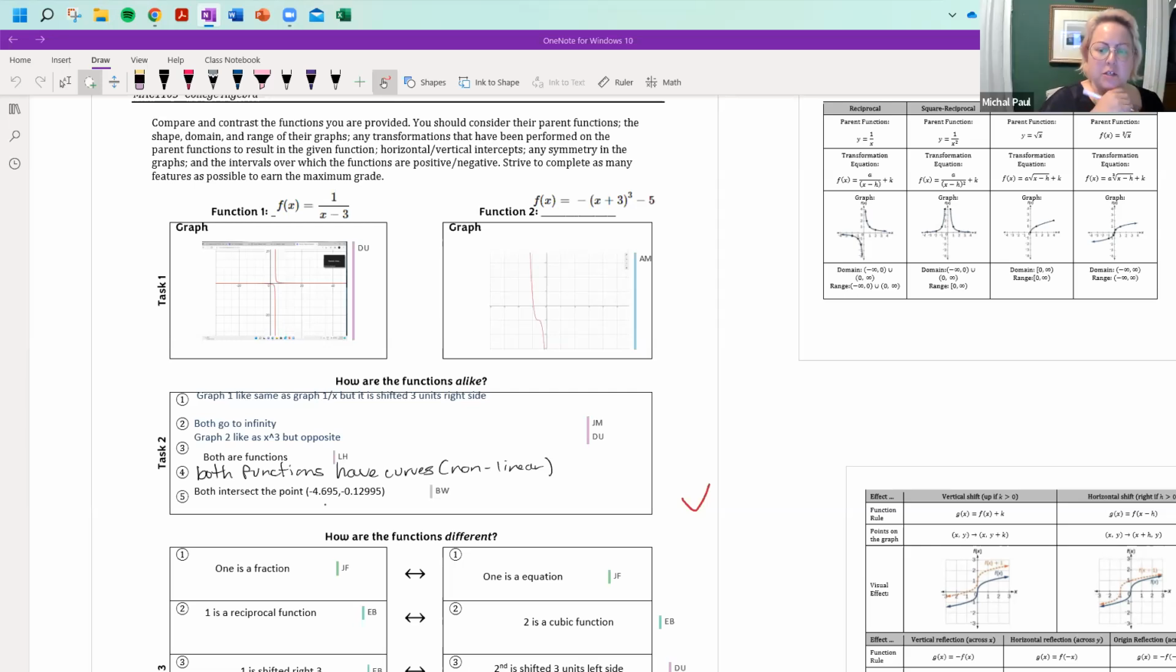Hey guys, so I pulled you back over so we could just talk about this a little bit. I'm even going to add one extra here. I'm the one who did the writing on this. I was also thinking that both of them have an asymptote, but you know what? That's one thing that's different.